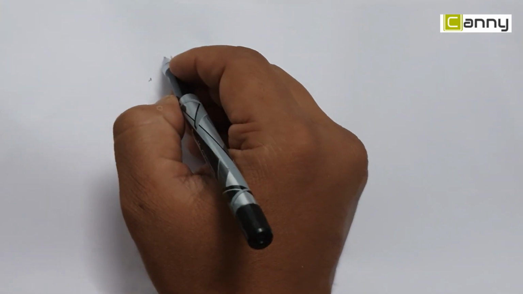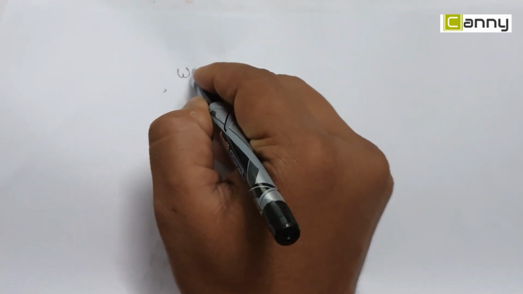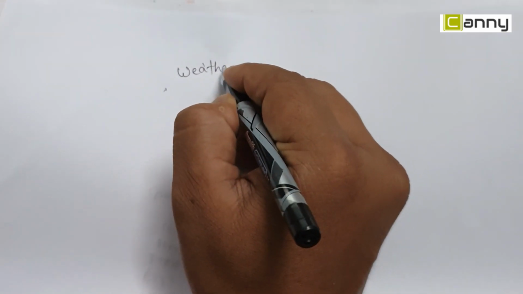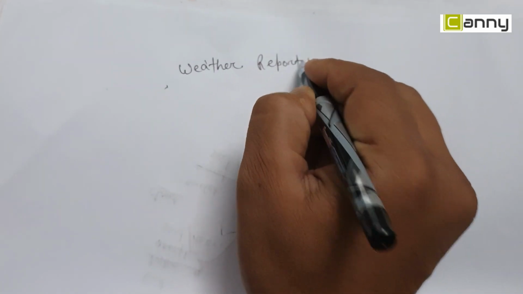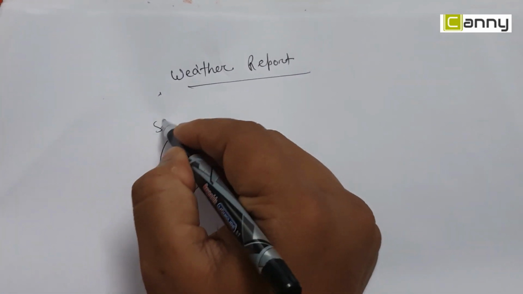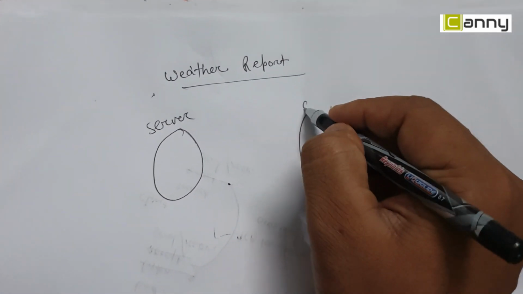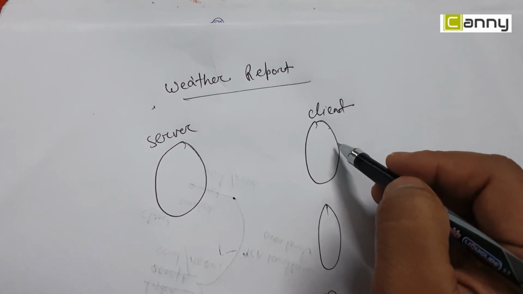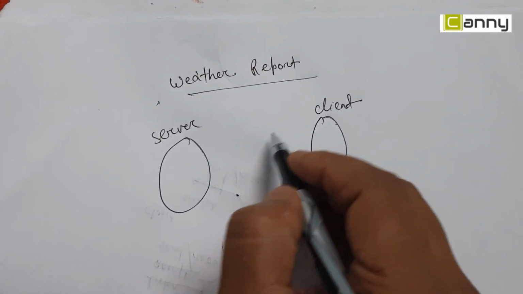Now we'll write a client server program for a weather report. For this, there will be a server and there can be multiple clients. For our purpose, we will take only one client sending weather report for multiple countries.